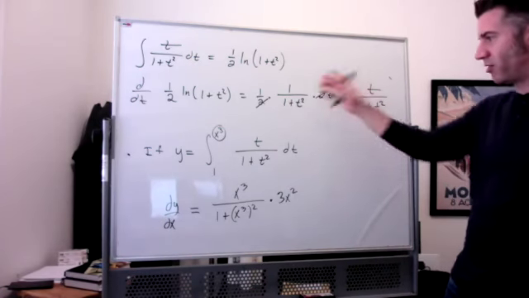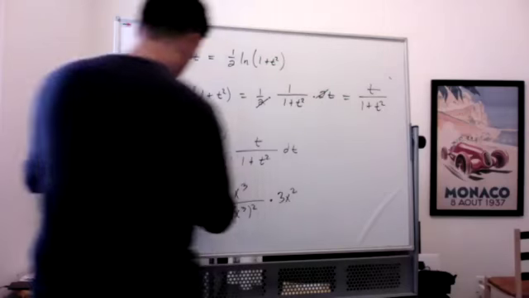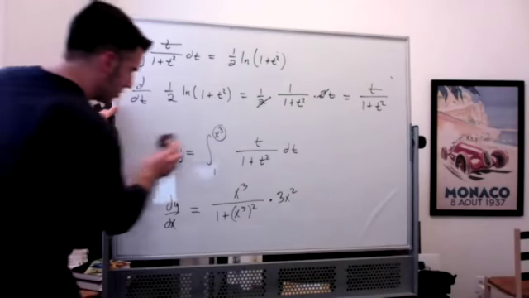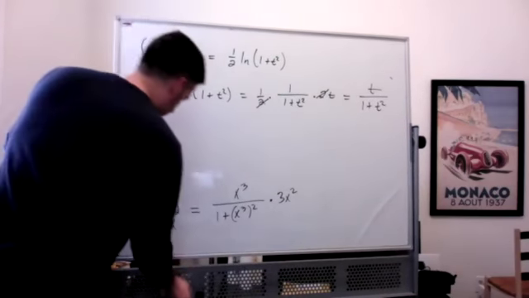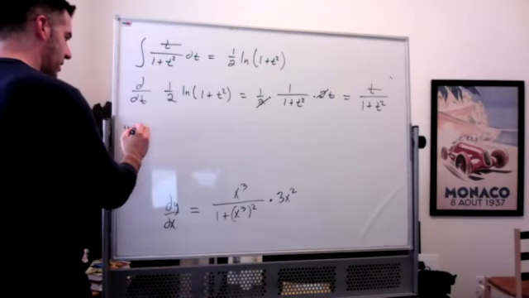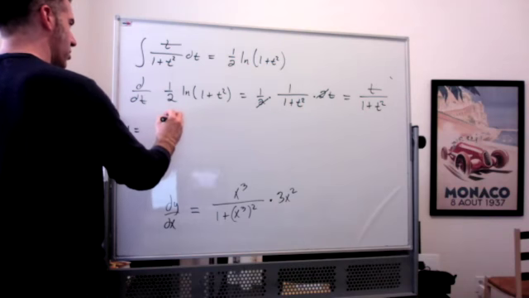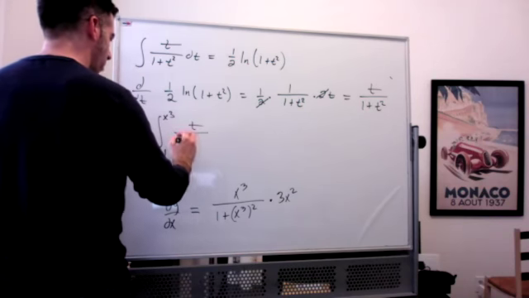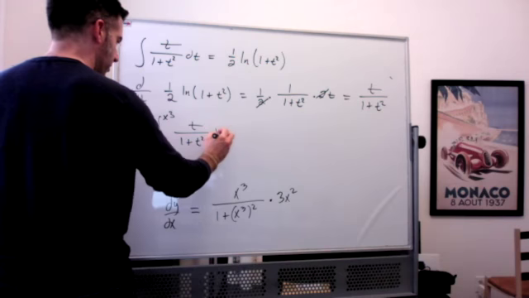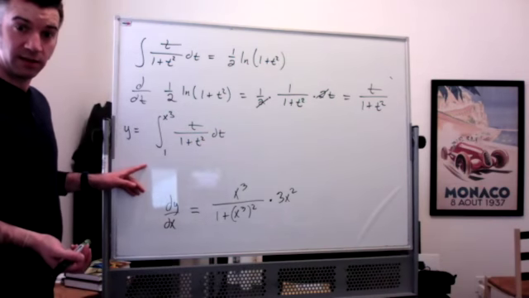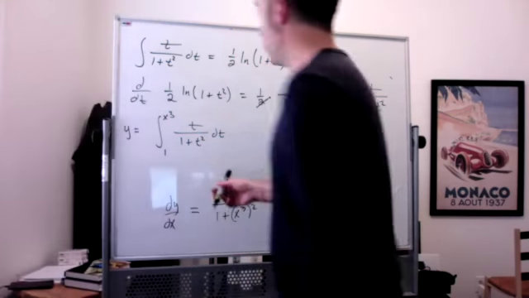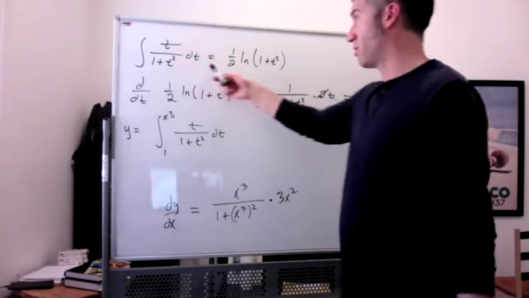I want to erase that, but also not. So yeah, I'll leave my answer down here. I'll give myself a little more room. So y is equal to the integral from 1 to x cubed of t over 1 plus t squared dt. We're going to evaluate this. So again, we know the antiderivative of t over 1 plus t squared is this.